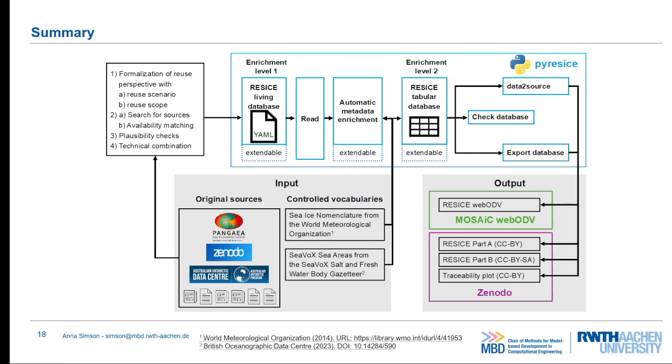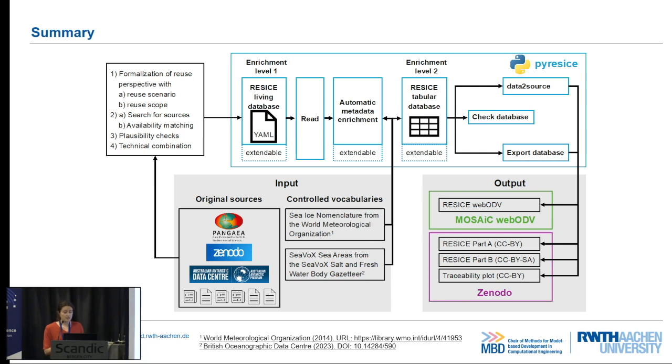So in summary, what did I do? I used original sources: data sets, articles, reports and manuals, and additionally nomenclatures and controlled vocabularies. I went through all 4 steps that I just went through, like the formalization of the reuse perspective, the plausibility checks, and the technical combination. Then I consolidated all data in YAML files and developed this living database where there is one YAML file for each core. Then I continued with the automatic metadata enrichment.